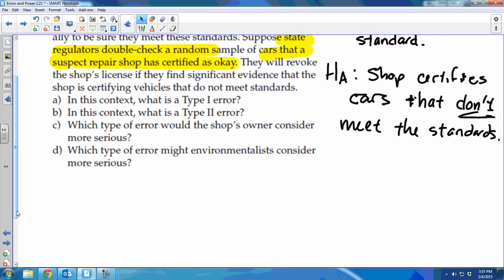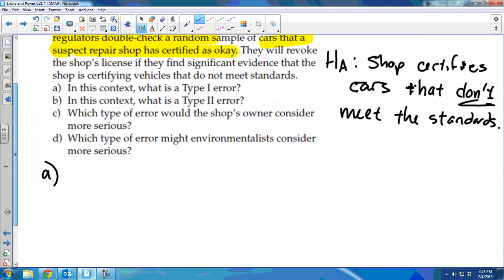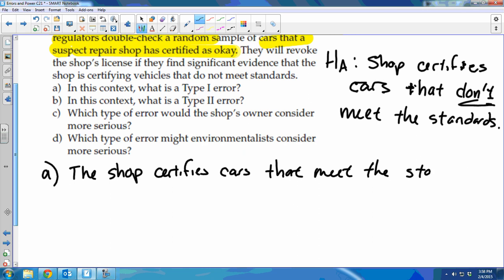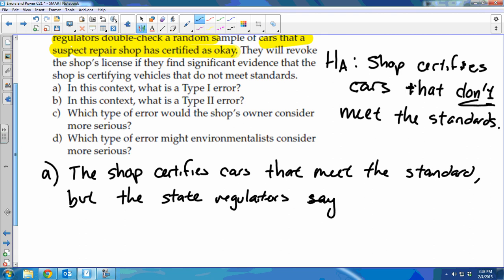So, on A, in this context, what is a type 1 error? Well, a type 1 error is when the null hypothesis is true, but you rejected it. So in this case, in part A, the null hypothesis is true, so the shop certifies cars that meet the standard. But we rejected that hypothesis, so the state regulators say that they don't. They say that they certify cars that don't meet the standards.